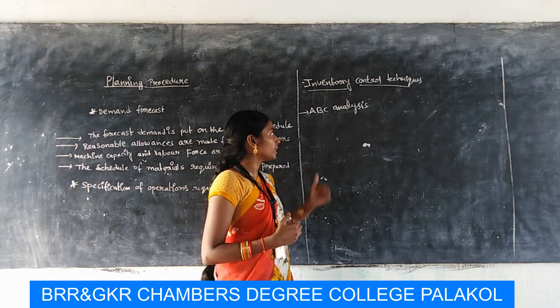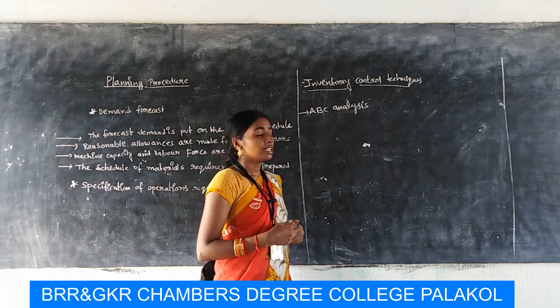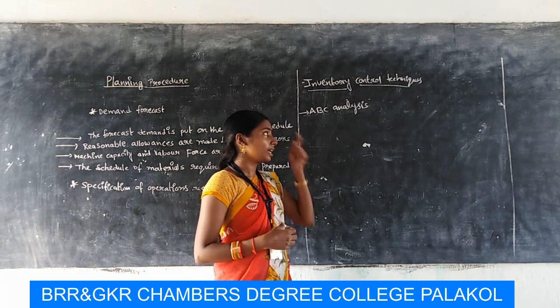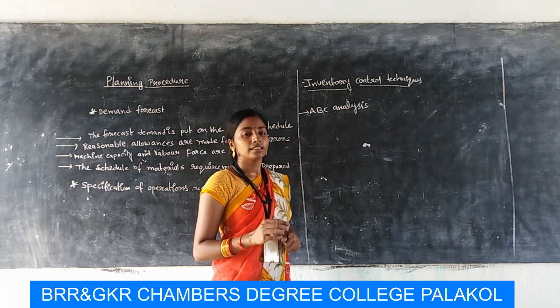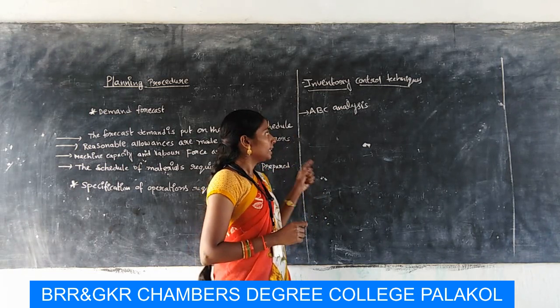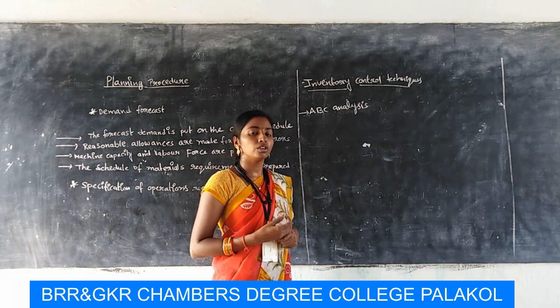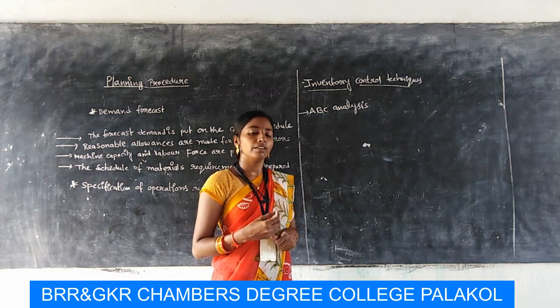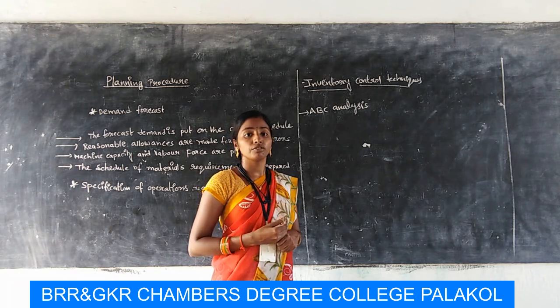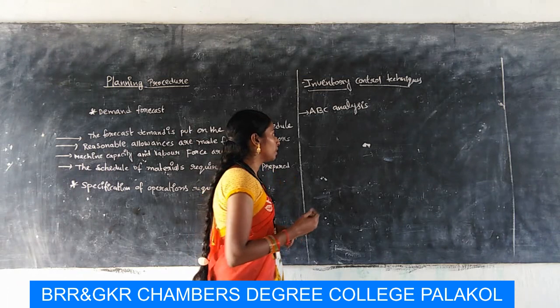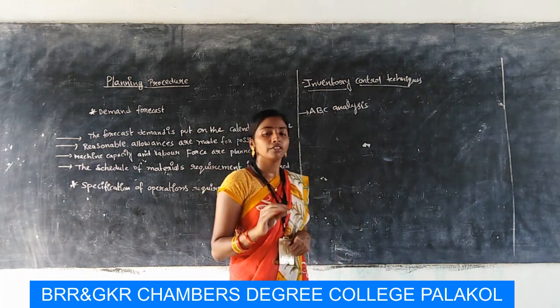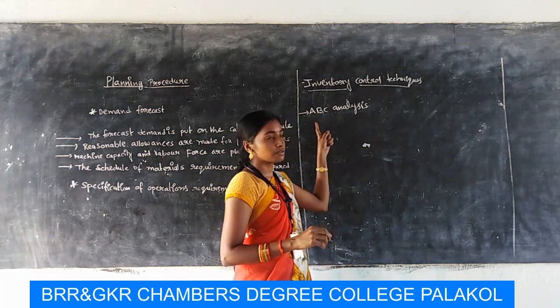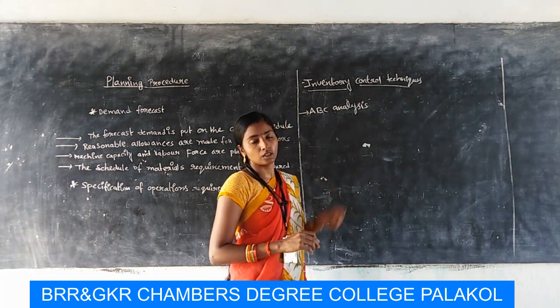There are some techniques. The first one is ABC analysis. Here, ABC stands for always better control. In this, the inventory is analyzed on the basis of consumption value, for example high value, low value or moderate value.